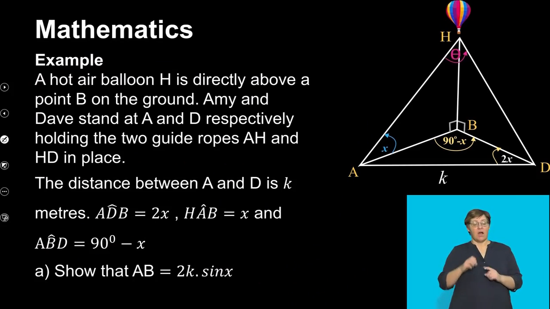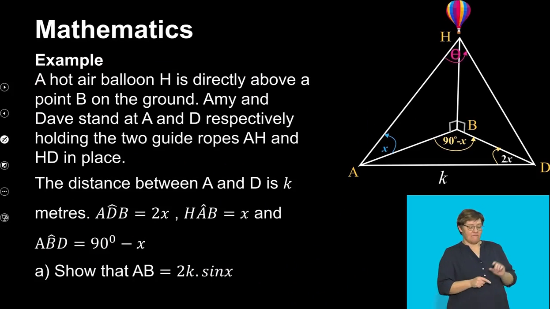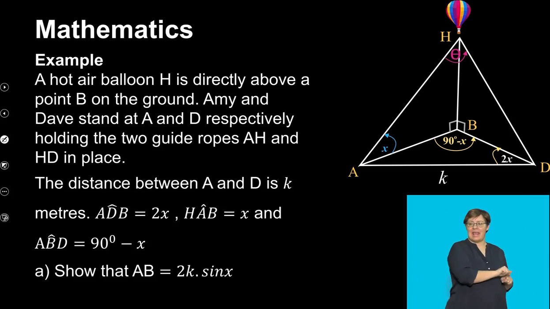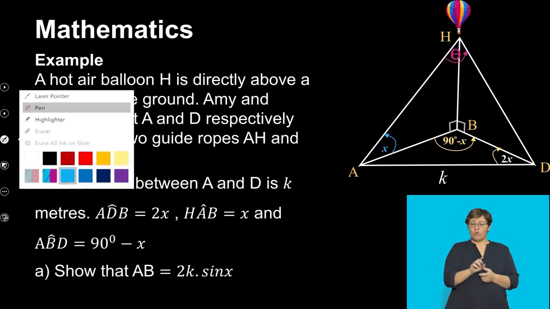In this example, a hot air balloon H is directly above a point B on the ground. Amy and Dave stand at A and D respectively, holding the two guy ropes, AH and AD, in place. The distance between A and D is k meters. AD equals 2x, HAB, which is the angle of elevation, is x, and we have that ABD is 90 minus x. Show that AB is equal to 2k sine of x.